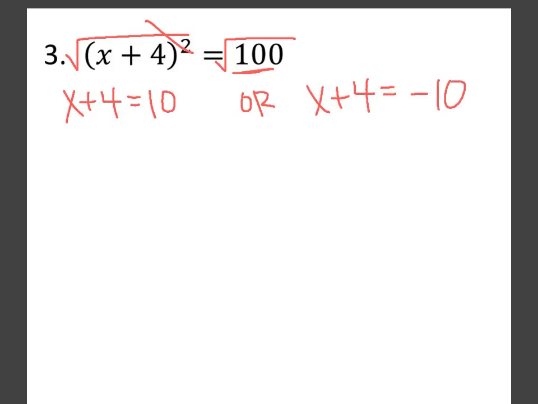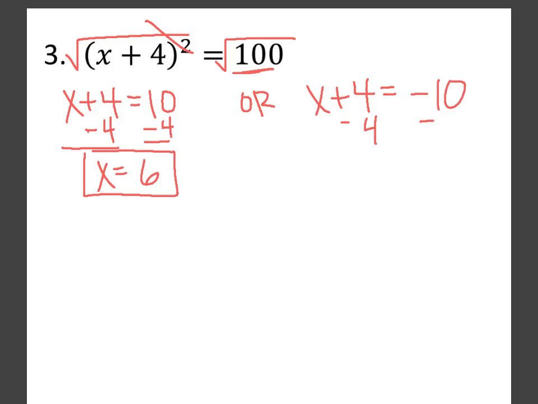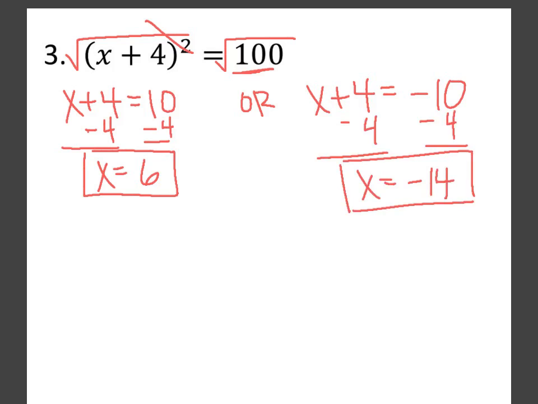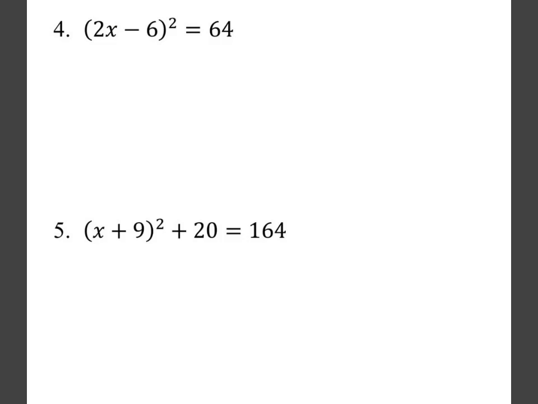Now I just need to solve each of these smaller equations. So subtract 4 from each side, and I find that x equals 6, or that x equals negative 14. Try number 4 on your own, pausing the video. Restart the video to check your answer.